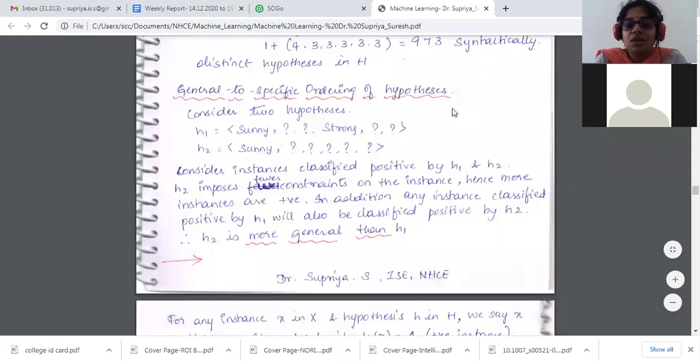Okay, so what is the Find-S algorithm? What do we do with the Find-S algorithm? I want you to recall your concepts. What is the Find-S algorithm? Or what do we do with the Find-S algorithm?